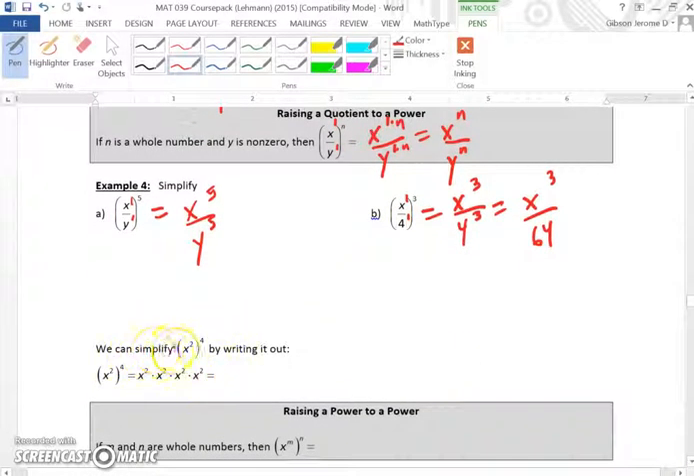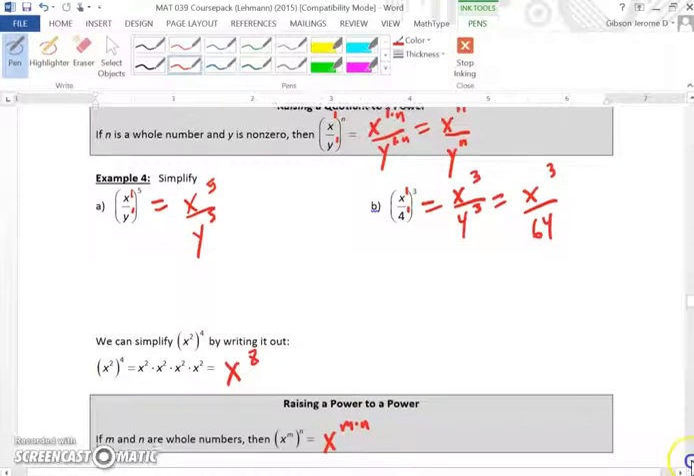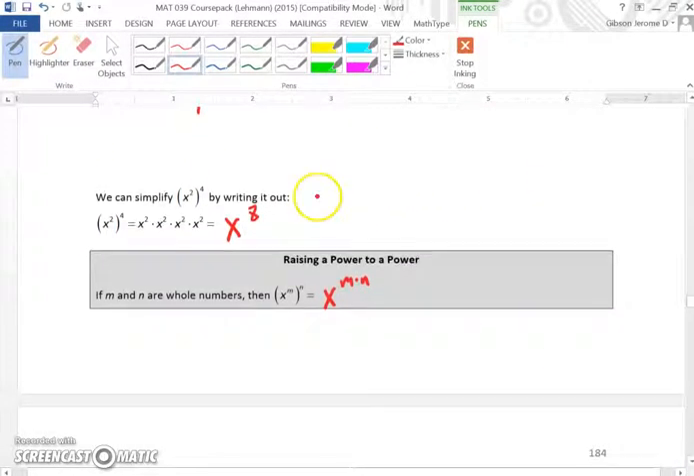Now it says here, we can simplify x squared to the 4th by writing it out. We have x squared times x squared times x squared, which we know would be x to the 8th. It says if m and n are whole numbers, then x to the m to the n will give us x to the m times n, which is basically what we've been doing. And just to show it, this would be x to the 2 times 4, which would be x to the 8th, the same thing that we have here.